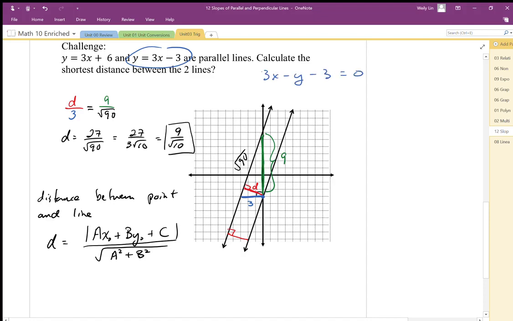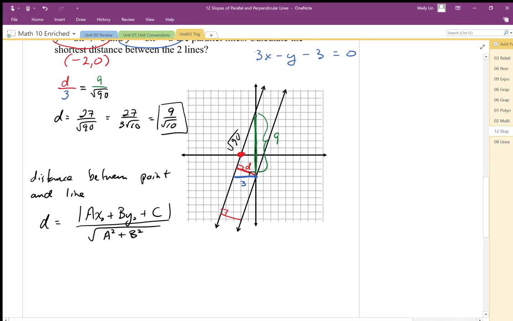And then I'm going to take a point on the other line. This line here, I'm just going to use the 0 here. So I'm going to use the coordinate -2, 0. By doing that, I can find the shortest distance between that point and that line, and that will represent the same distance that I calculated here. So I should end up with this exact same value of 9 over root 10. Let's try this formula out.